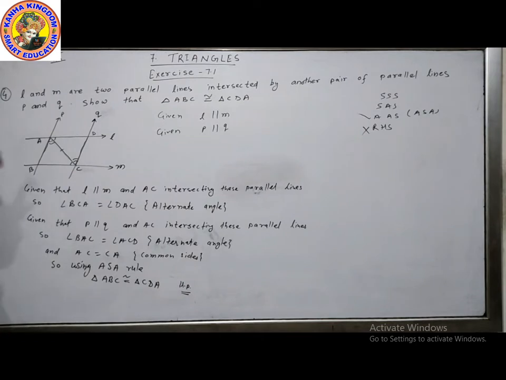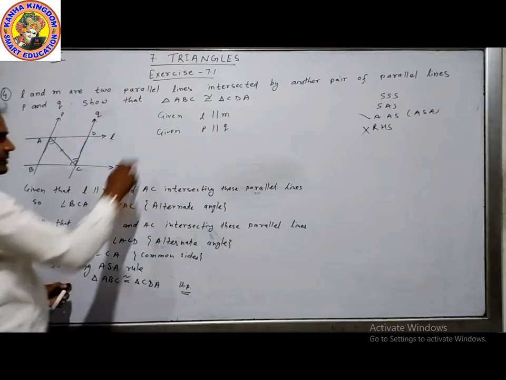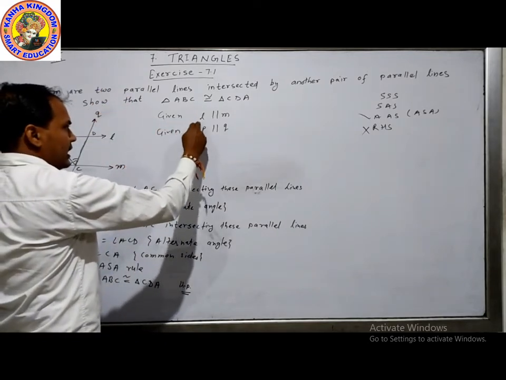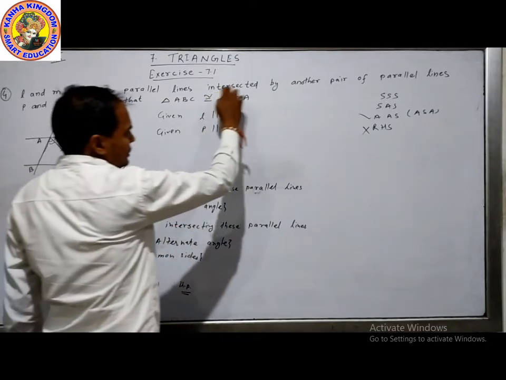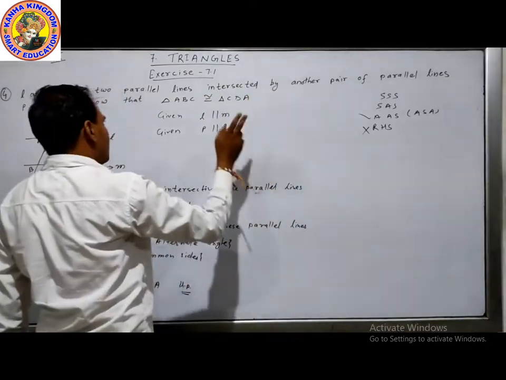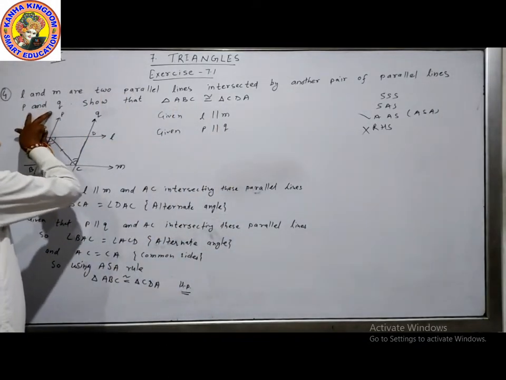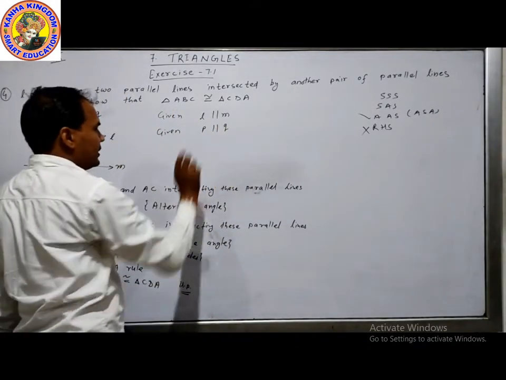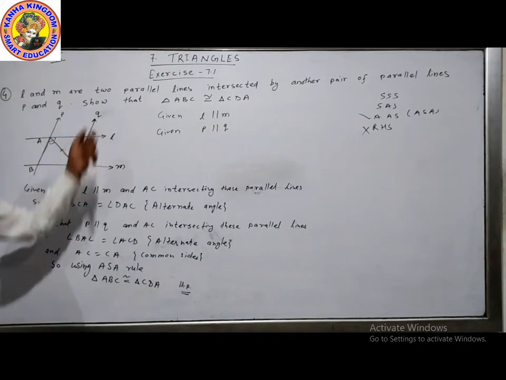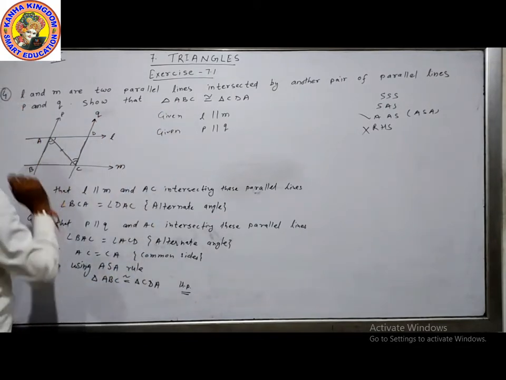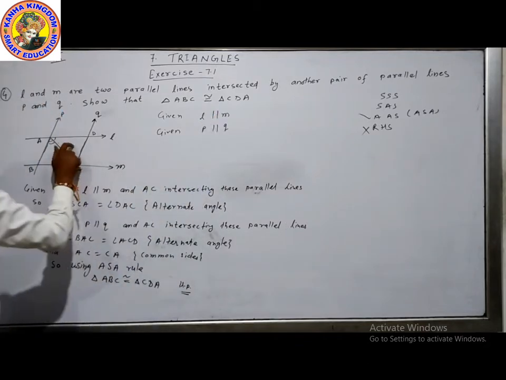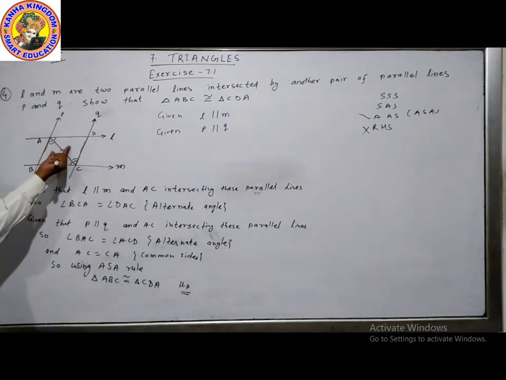Let's take beginning from this question. L and M are two parallel lines. We are given that L and M are parallel, intersected by another pair of parallel lines, P and Q. Given that P and Q are parallel, we have to prove that triangle ABC and triangle CDA are both congruent.